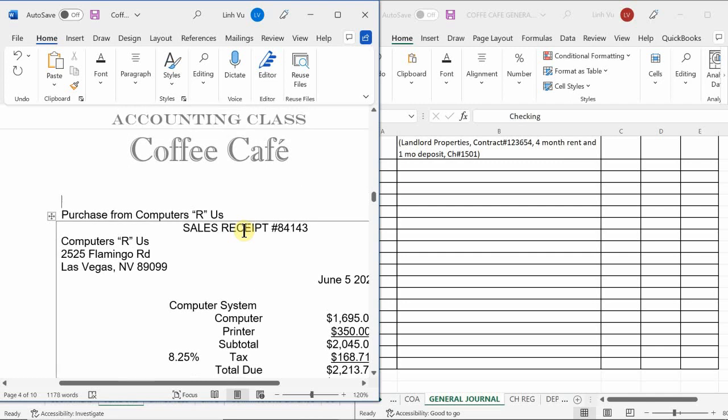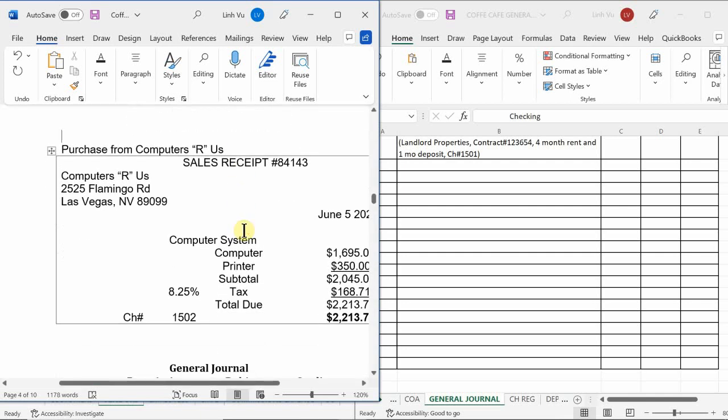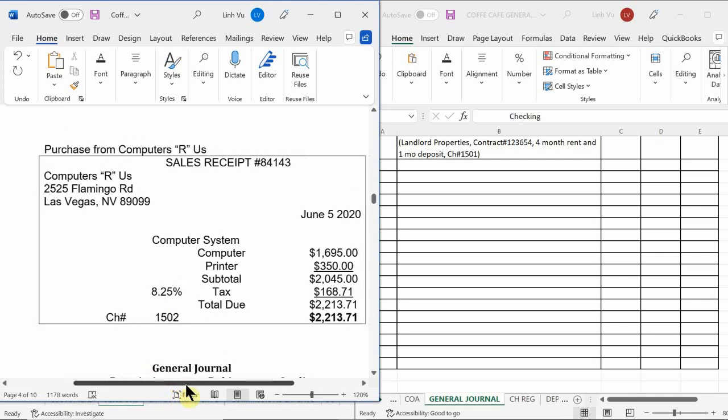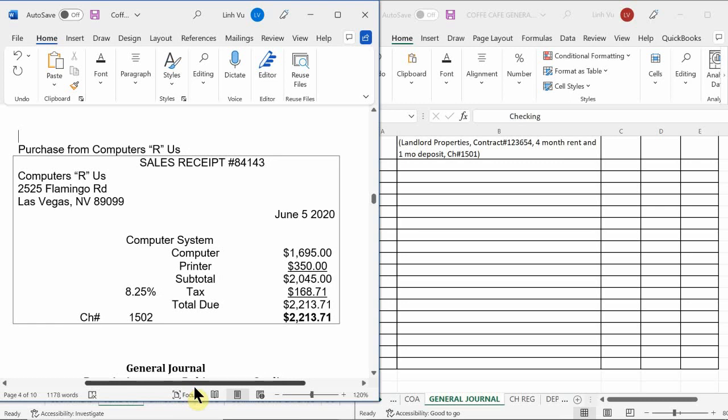So in this case, Bob went to the Computers R Us store to purchase a computer system, which is a computer with a printer all together. So here's a sales receipt proving that we went to the store and this is what happened. We bought the computer for $16.95, and then we bought a printer for $350. We bought the heavy duty printer because we're probably going to be printing a lot of invoices. That's what Bob says.